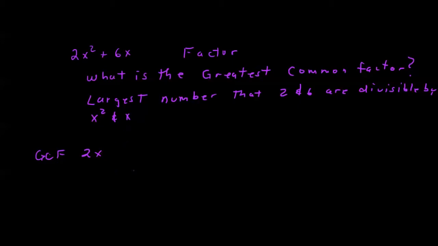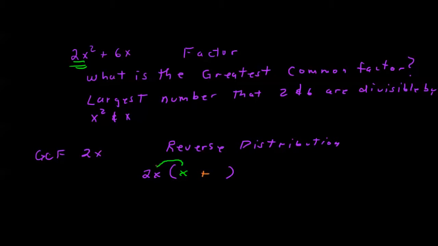Once we have established the greatest common factor, all we do is reverse distribution. So, we put our 2x out here, and then we say 2x times what is 2x squared, and that would be x, plus 2x times what is 6x. Well, 2 times 3 is 6, so 2x times 3 is 6x. And we're done. That's all there is to it.